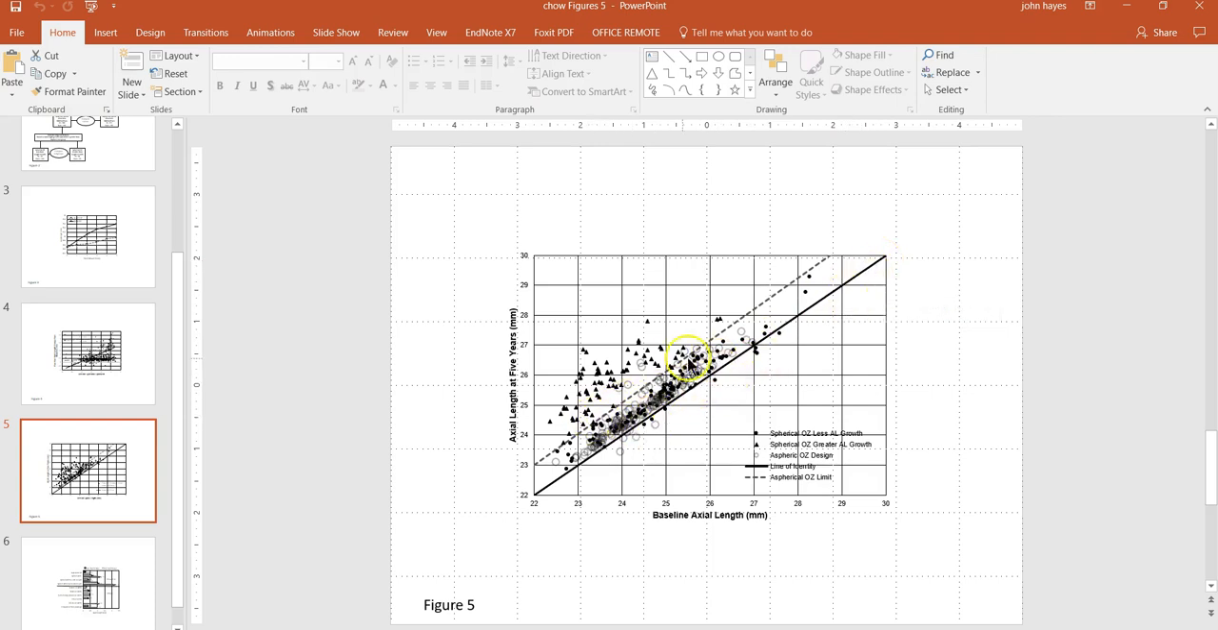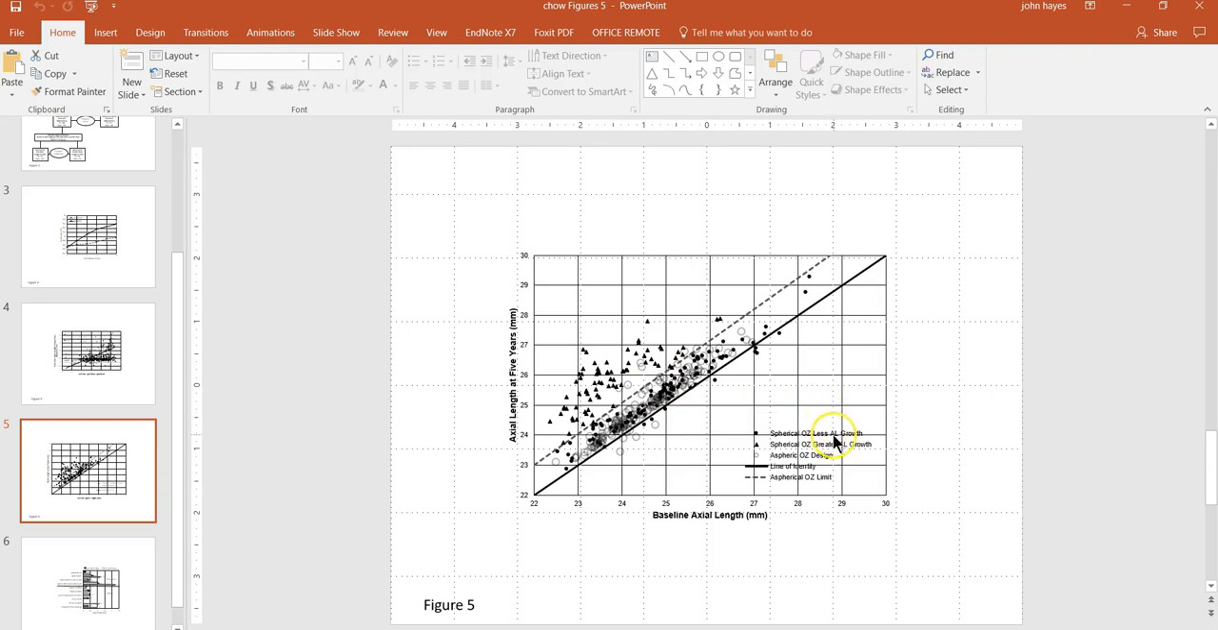Now the open circles are the aspheric lenses. And pretty much you can see that across the entire baseline, they didn't grow very much. This dotted line is 2 standard deviations above the mean regression line for the aspheric curve. Subjects that grew more than 2 standard deviations outside of normal are represented by these triangles for the spherical design, and the little black dots are spherical designs that fell within the 2 standard deviation criteria.